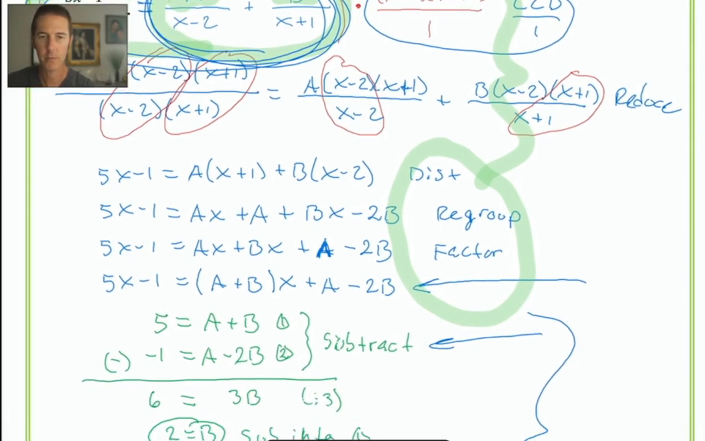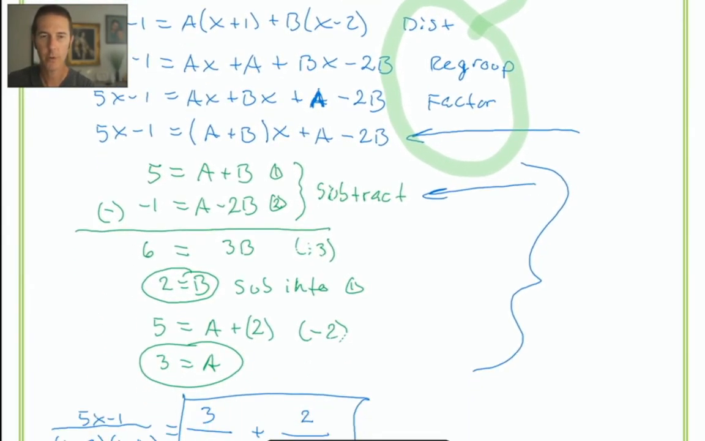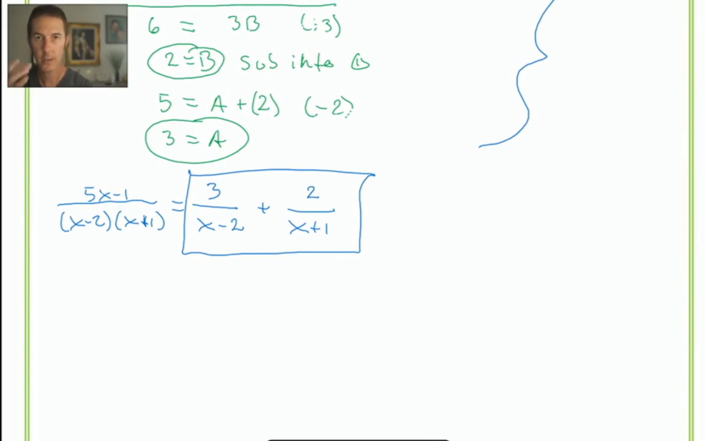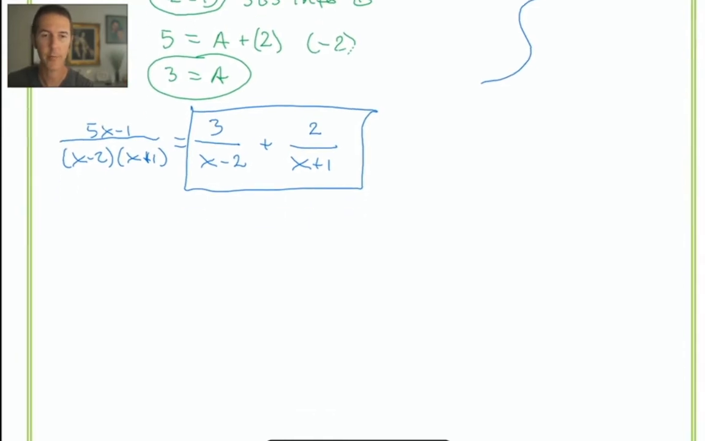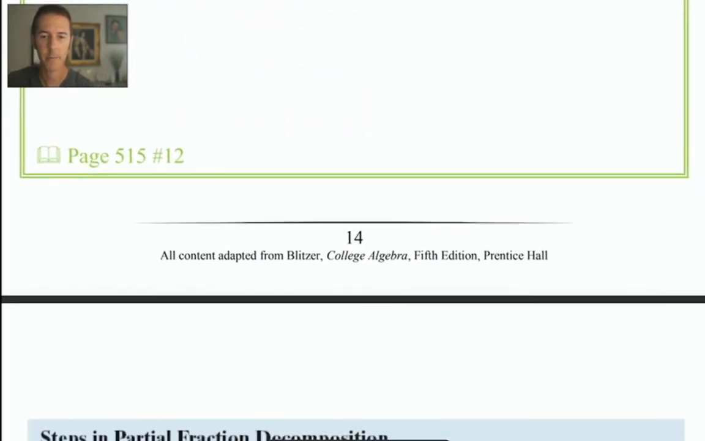All right, so practice some of those. The process should be pretty much the same every time when you have a couple of linear factors in the denominator like that.